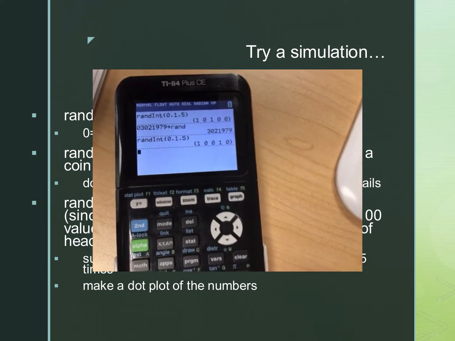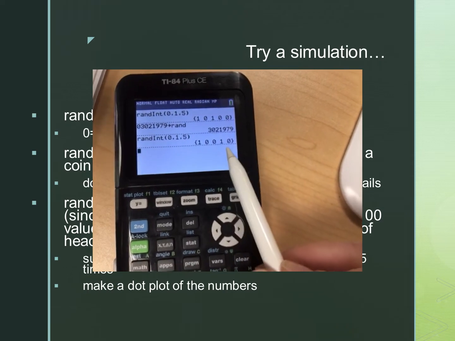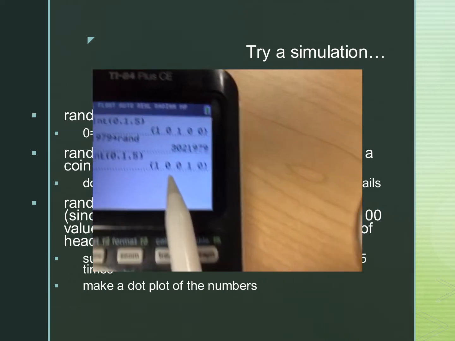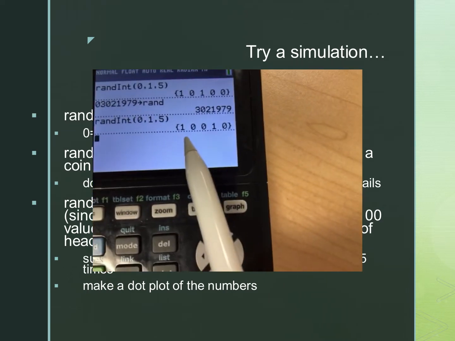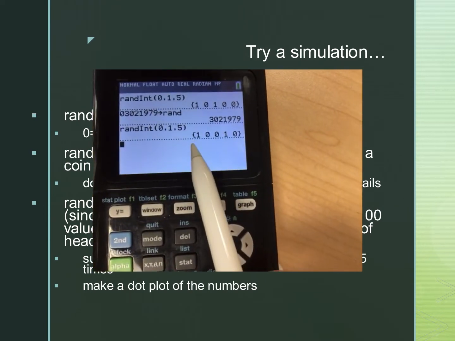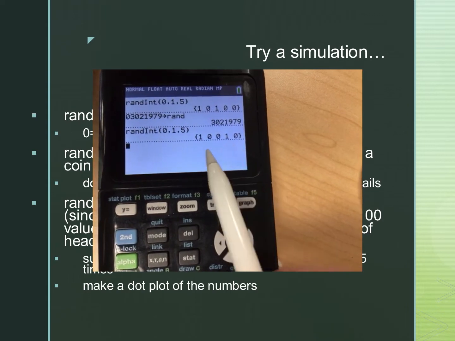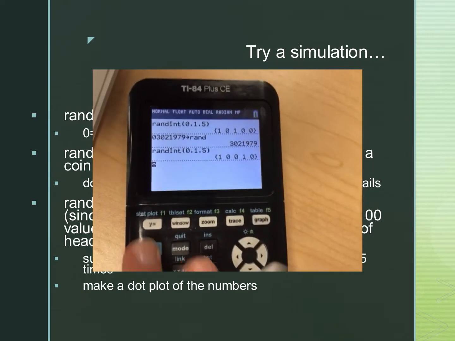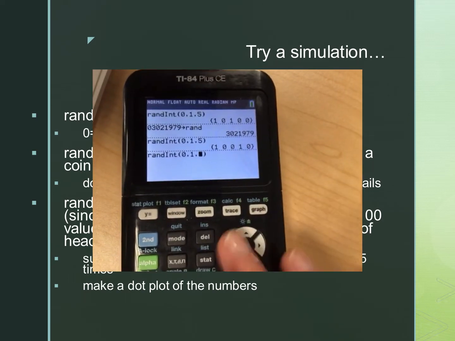I got heads, tails, tails, heads, tails. That's what this means. Everybody see that that's what that means now. 0, 0, 0, 0, 0. Okay, all zeros. Heads, tails, tails, heads, tails. So I got 2. Let's do it again. Hit second enter, but this time do 10.